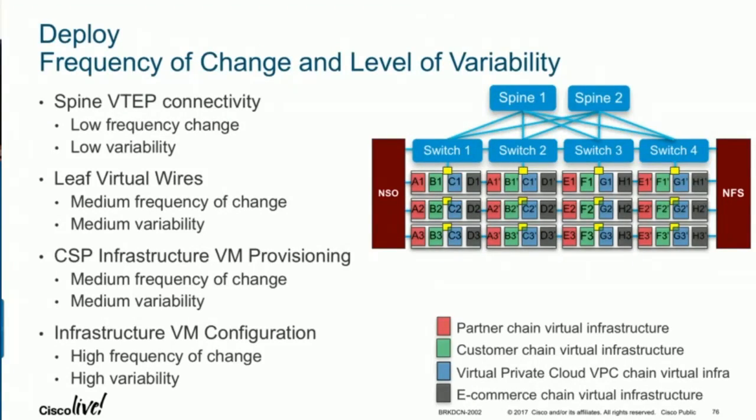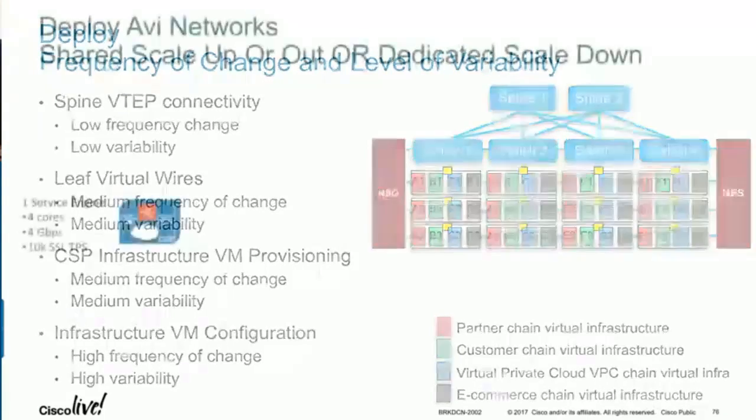Spines barely change. Top-of-rack switches with the VXLAN fabrics change a little bit more often because you've got all these wires going on. Spinning up of the VMs just happens once, sits there and stays. The configuration in the VMs changes a lot more. So using NSO to manage access list changes is an option, and there are a lot of benefits in doing so, but that would be a whole other session.